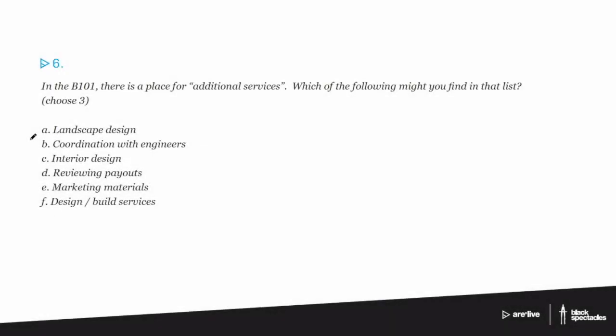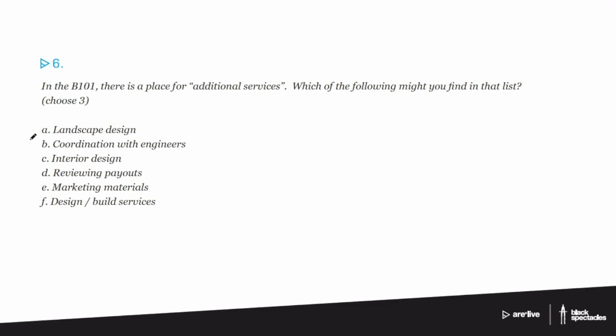In the B101, so remember that's the owner-architect agreement, this is sort of a standard one. In the B101, there is a place for additional services. Which of the following might you find in that list?